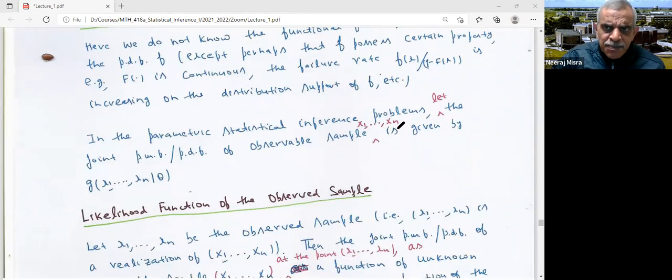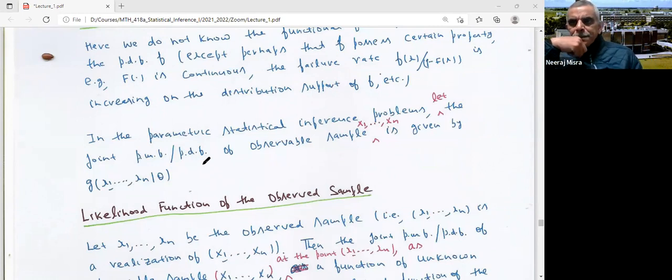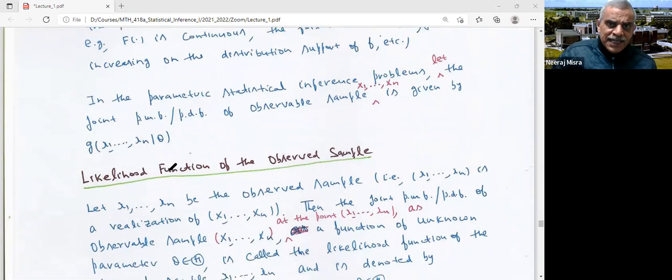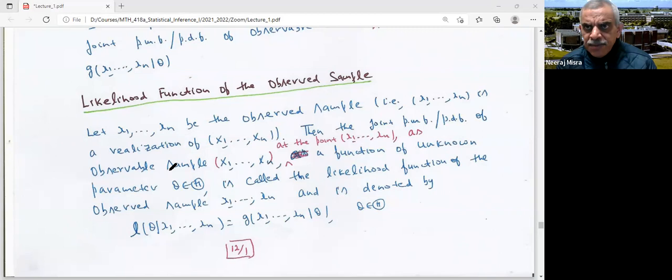In parametric statistical problems, let the joint PMF/PDF of the observable sample X1, X2, ..., Xn be denoted by g of x1, x2, ..., xn given theta. So the functional form of g is known. Theta may be unknown. I can talk about the likelihood function of the observed sample, which you have already encountered in your last course when you were deriving the maximum likelihood estimator, or when you were deriving the Neyman-Pearson lemma. So here let x1, x2, ..., xn be the observed sample.